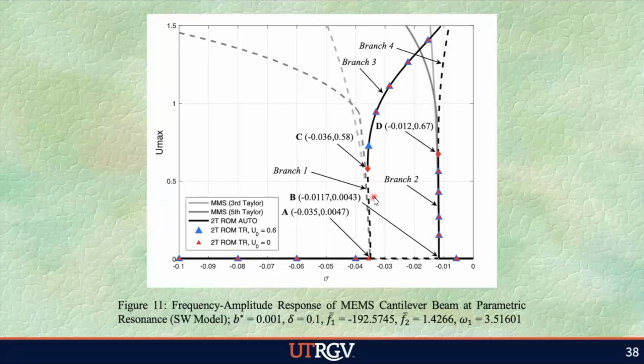The predictions made by each of the methods are shown here. This includes MMS with Taylor expansions up to the 3rd and 5th degree, as well as 2-term ROM auto and 2-term ROM time responses. Due to the complexity of the SolidWorks model, only a 2-term reduced order model was able to run for this specific model. The solid lines indicate stable solutions, while the dashed lines represent unstable solutions.